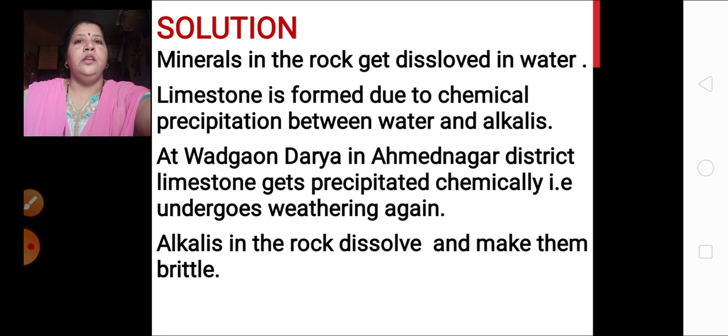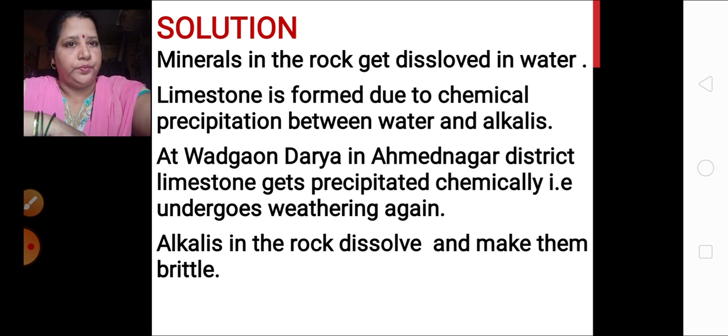Next, the next way is solution. Now as you all know, there are minerals in the rock which get dissolved in the water. In the previous part also I told you a solution is formed. So here I am talking about that only. Minerals in the rock get dissolved in the water.